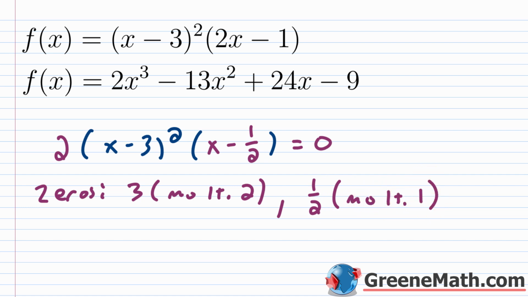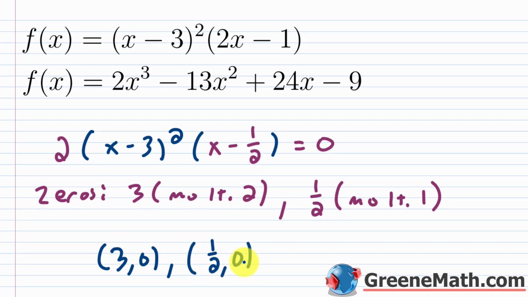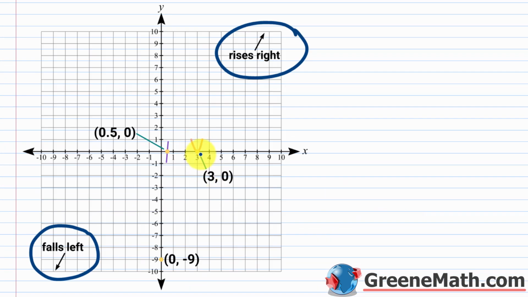So we know the x-intercepts here would be, this one is (3, 0). And again, it's going to touch there and turn around. And this one would be (1/2, 0). And there it's going to cross straight through. So here is your (3, 0). Again, it's going to touch and turn around. And then here is your 0.5, or you could say (1/2, 0), and it's just going to go straight through.